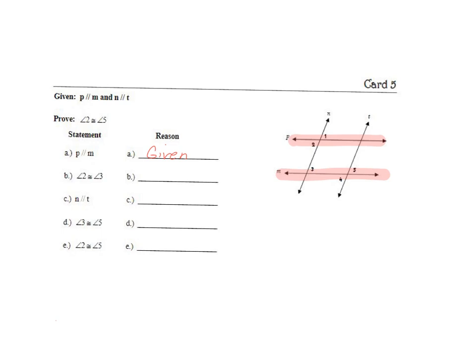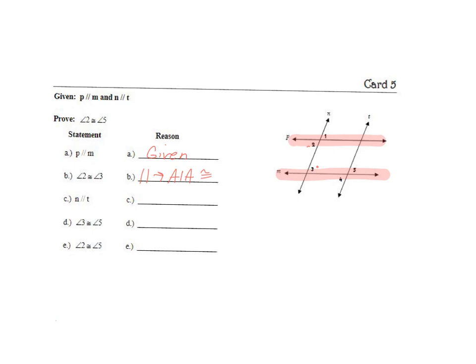If we then look at angle 2 and angle 3, we can see that those are congruent. If we look at where that is, with P being parallel to M and the transversal being N, those are alternate interior angles. And so we're going to say that parallel lines imply that alternate interior angles are congruent.